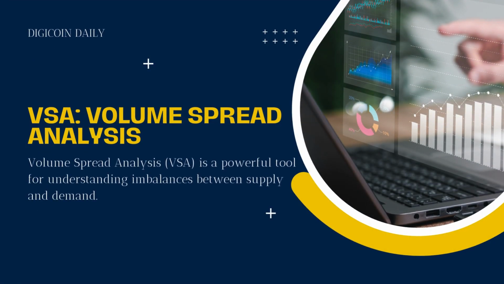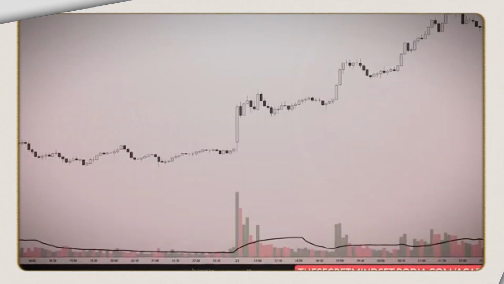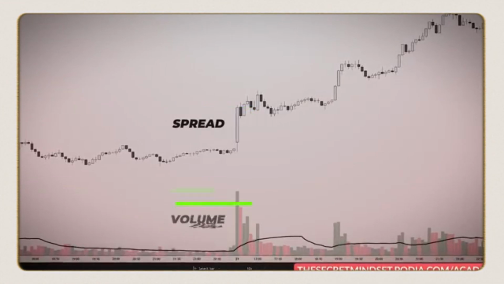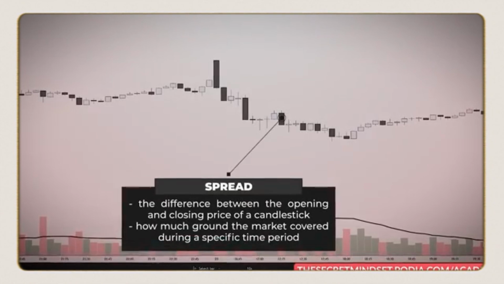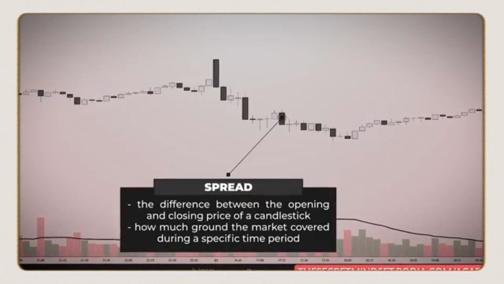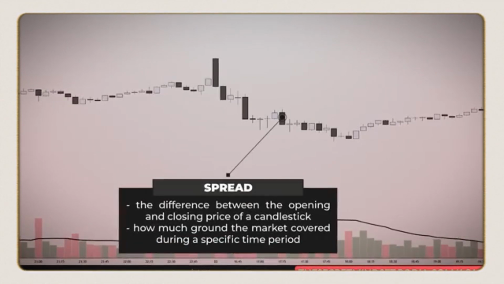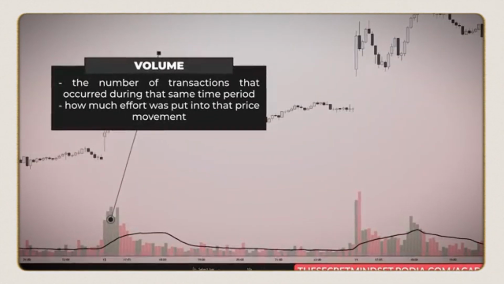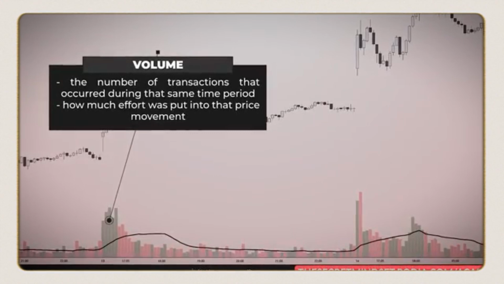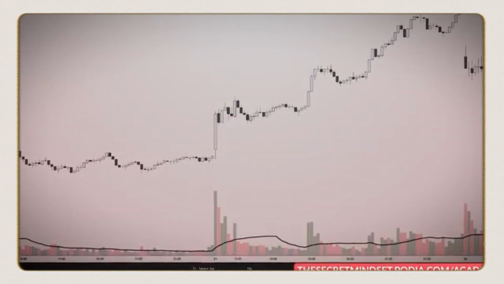VSA, Volume Spread Analysis. Volume Spread Analysis, VSA, is a powerful tool for understanding imbalances between supply and demand. VSA has two main components, spread and volume. Spread: the difference between the opening and closing price of a candlestick, indicating how much ground the market covered during a specific time. Volume: the number of transactions that occurred during the same period, showing how much effort was put into the price movement.